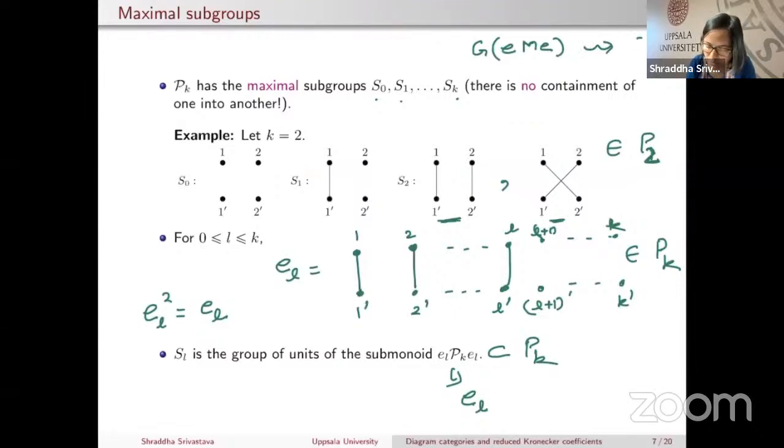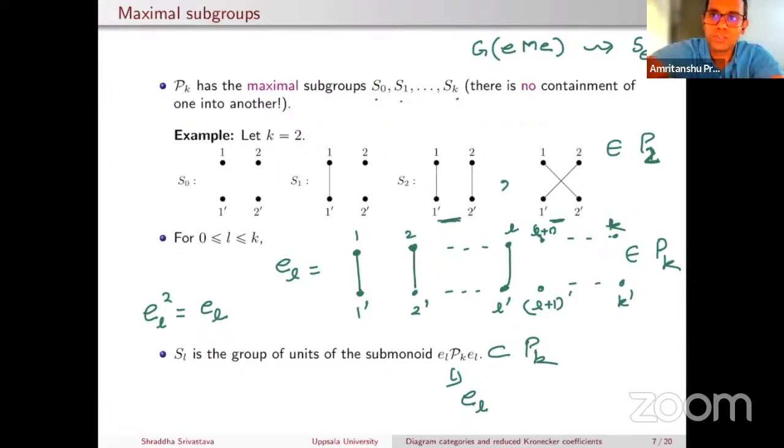That will give a maximal subgroup SE. And the thing is that two idempotents, for example, instead of working with the L strands, if I move one strand to some other vertex, those are conjugate in the monoid by an invertible element. So we identify them. Okay, thanks.